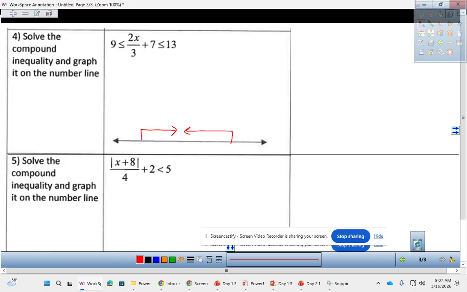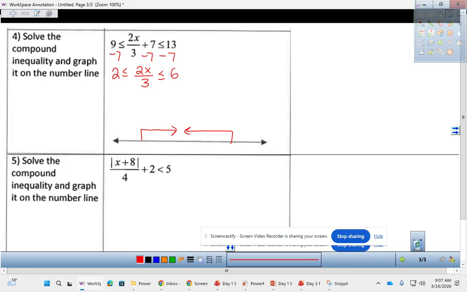I want to try to get the x in the middle alone. So I'm going to subtract out the 7. So 9 minus 7 is 2. I've got 2x over 3. The 7's in the middle cancel out, and I've got a 6.